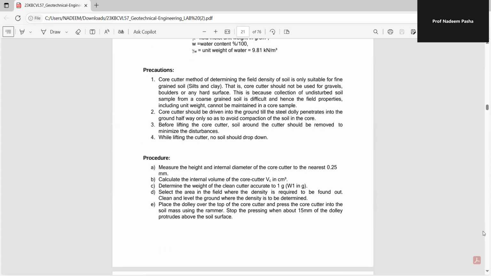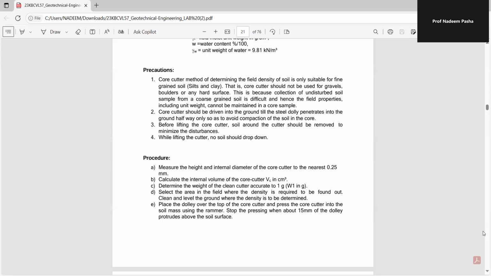So what are the precautions you need to take? The core cutter method of determining the field density of soil is only suitable for fine grained soil, that is silts and clay. So the core cutter method is suitable for only fine grained soil, for example, silts and clay. That is, the core cutter should not be used for gravel, boulders, or any hard surface. Why? This is because collection of an undisturbed soil sample is difficult, hence the field properties, including unit weight, cannot be maintained in a core sample.